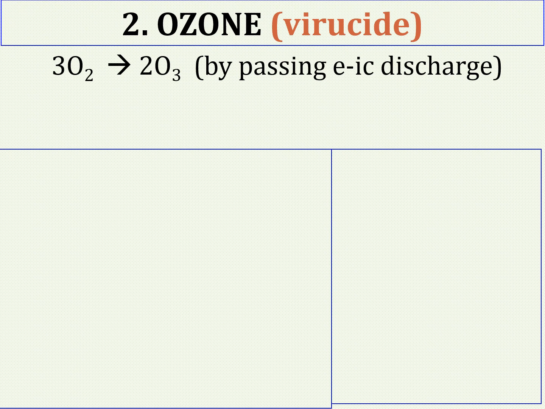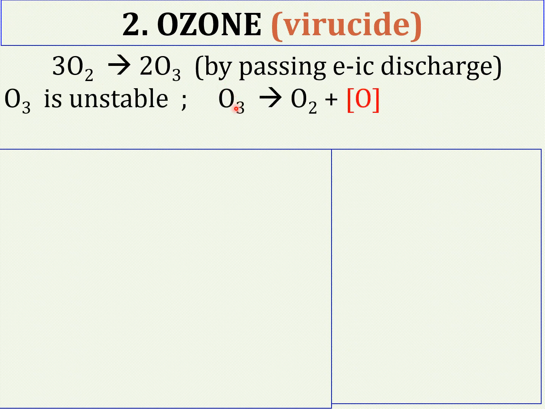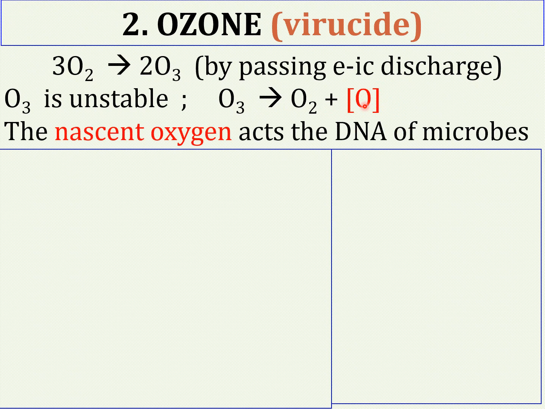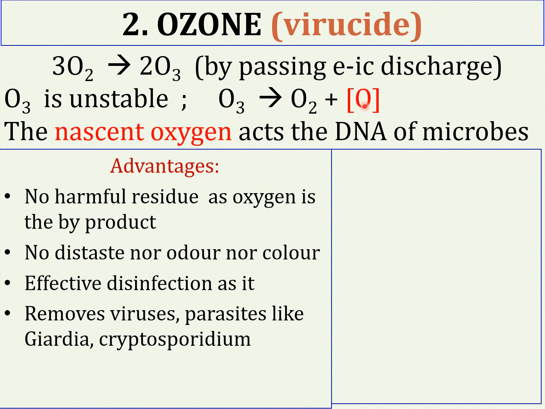Ozone is produced by passing electric discharge through dry and cold oxygen. The ozone thus produced is highly unstable and it undergoes a reaction producing nascent oxygen. And this nascent oxygen will directly attack the DNA of the microbes, killing them. There are lots of advantages of using this method, that is no harmful residue is formed as oxygen is the only byproduct. And also water will not have any distaste or color or odor.